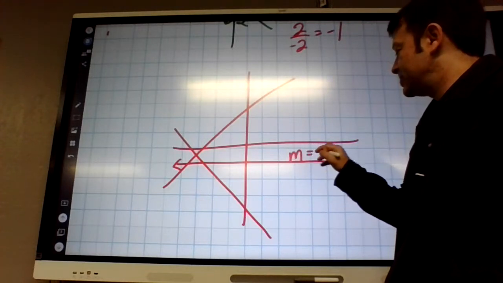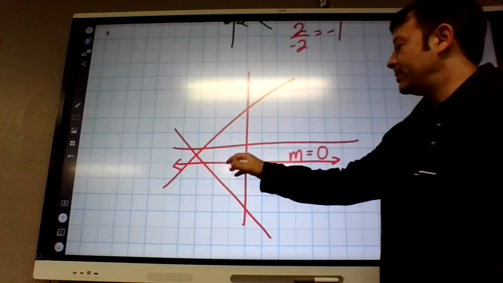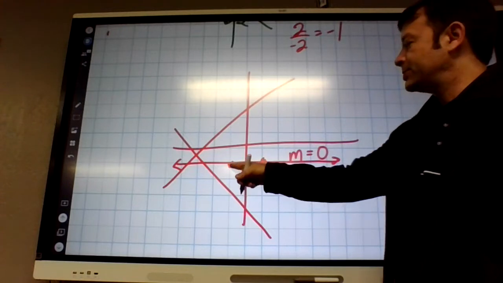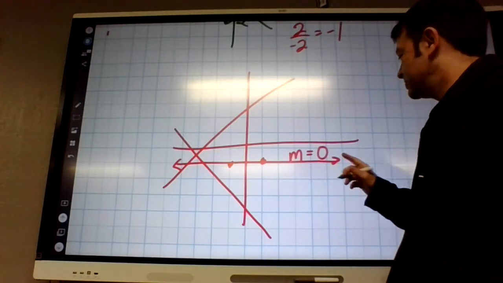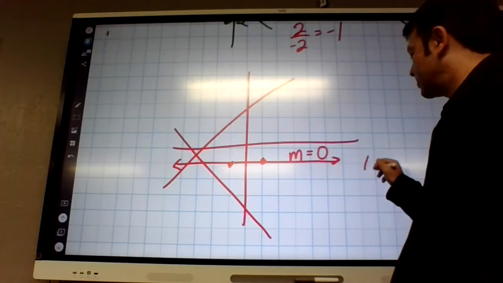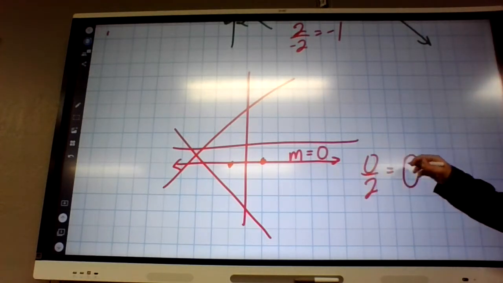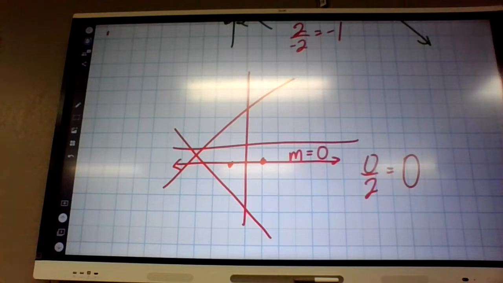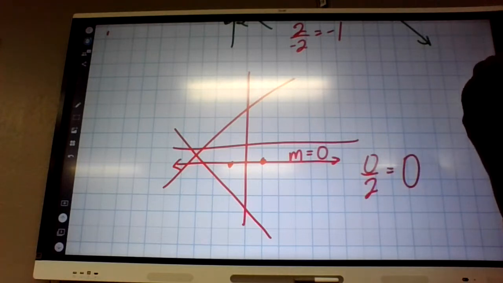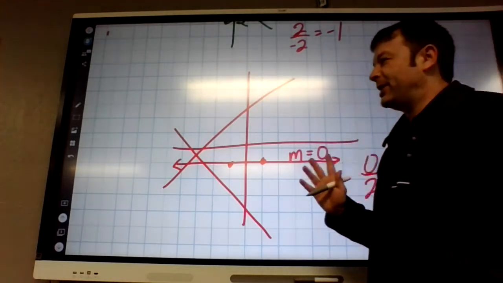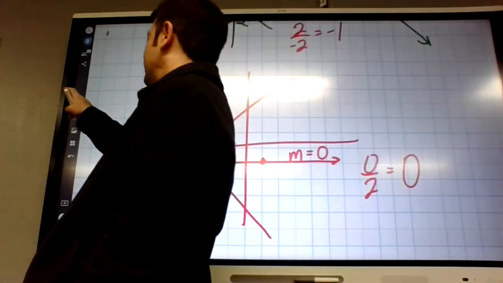The slope is 0. If you think about it, from here to here, what's the rise? It's 0. What's the run? 2. What's 0 divided by 2? 0. So yeah, 0 slope. Okay. Now that probably made sense. This next one might not.